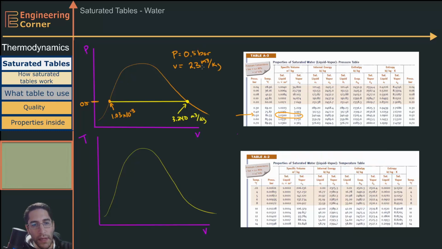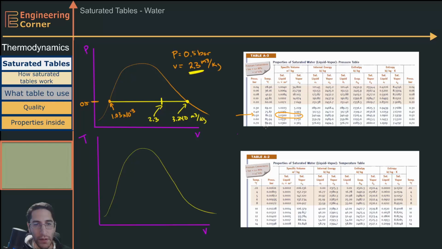And what we do is we look to see, does this value fall in between these two points? And in this case, it does. Maybe it's over here, and this would be this 2.3 meters cubed per kilogram. And if it's greater than this 3.2, we know we're in the superheated region. If it's less than this 1.03, we know we are in the compressed region. So that's how we can tell which chart to use.